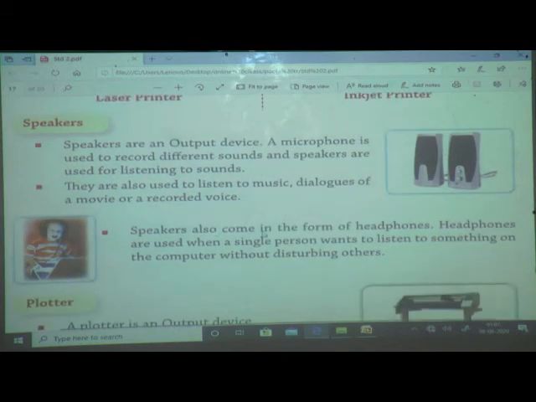Speakers also come in the form of headphones. Headphones are used when a single person wants to listen to something on the computer without disturbing others. When you are attending a Google meeting, at that time you are using the headphones. Why? Because you want to listen to only one single person's voice.